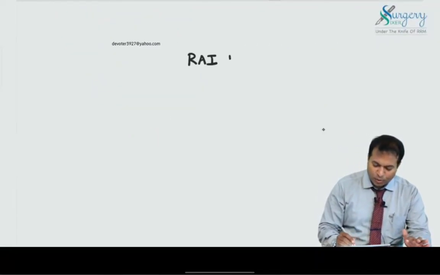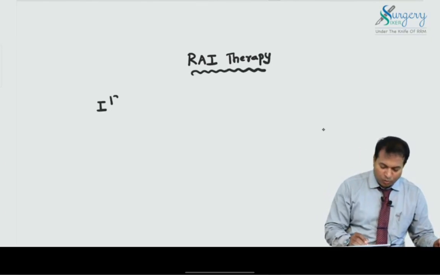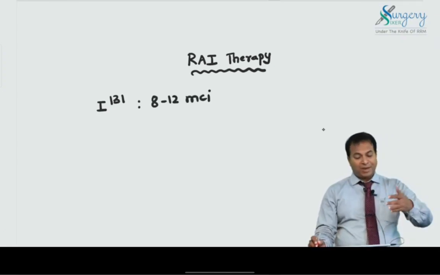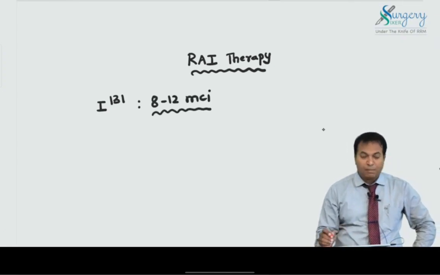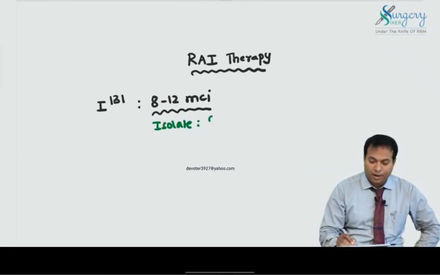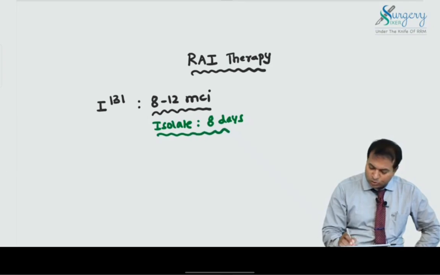Once the patient becomes euthyroid, the commonly used treatment is radioactive iodine therapy. The drug used is iodine 131, the mainstay of treatment, and the commonly used dose is 8 to 12 millicuries. We have discussed radioactive iodine already. It is given to the patient mixed with milk, and you isolate the patient for 8 days while the therapy is going on. The half-life is 8 days, so you should isolate them for 8 days.